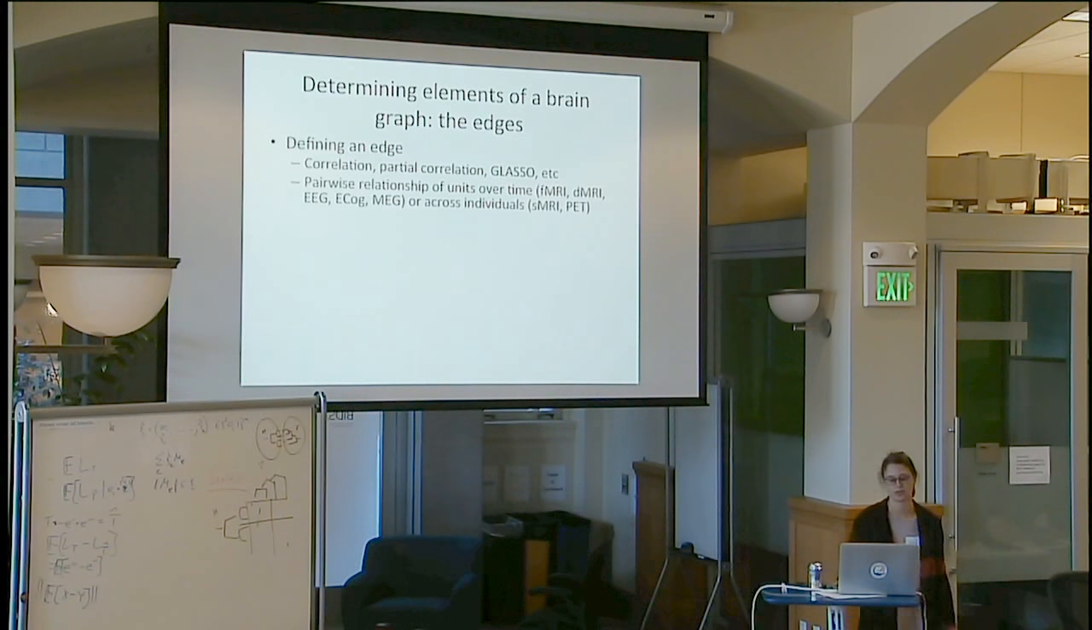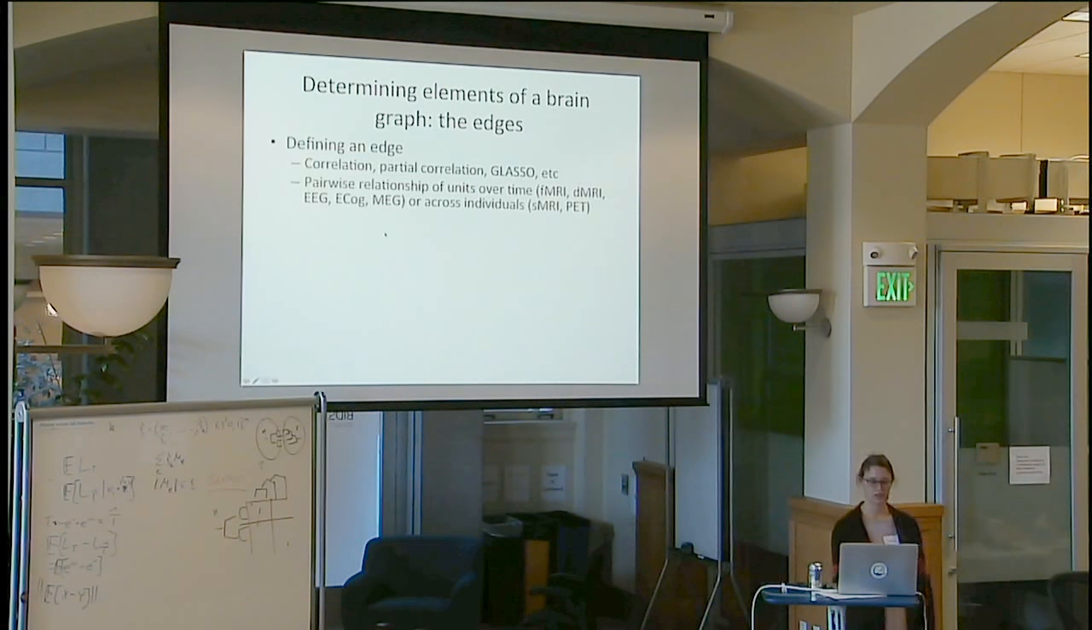The second part, defining an edge, is maybe more obvious to a lot of you, but there are many different ways you can define it. It could be a structural connection, or it might be some functional time series correlation between pairs of nodes, or partial correlation, or lasso. Most typically, I would say, a simple Pearson's correlation is used. Partial correlation can get problematic when you don't have that many time points and lots of different nodes, and so it's a continual challenge.